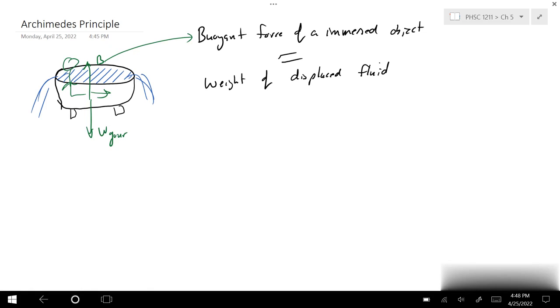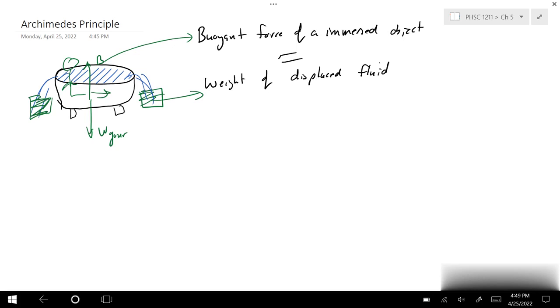So what this is saying is that the buoyant force equals the weight of displaced water. So if you catch this water that you displace, or your kids displace, that's this. So the weight of displaced water is equal to the buoyant force.